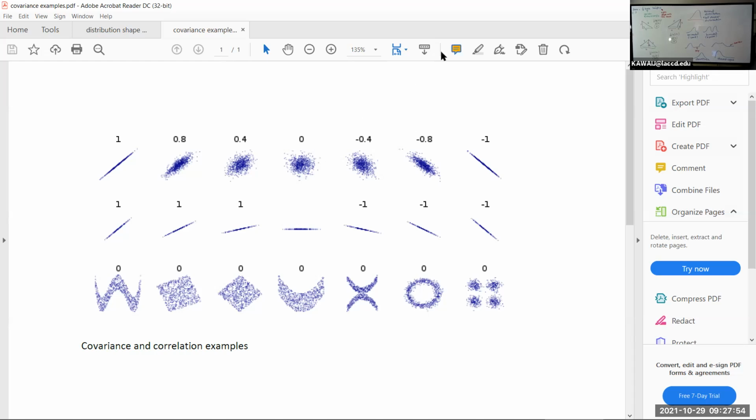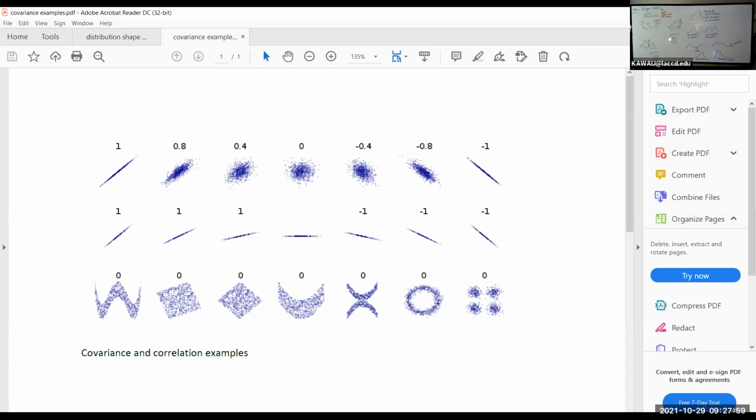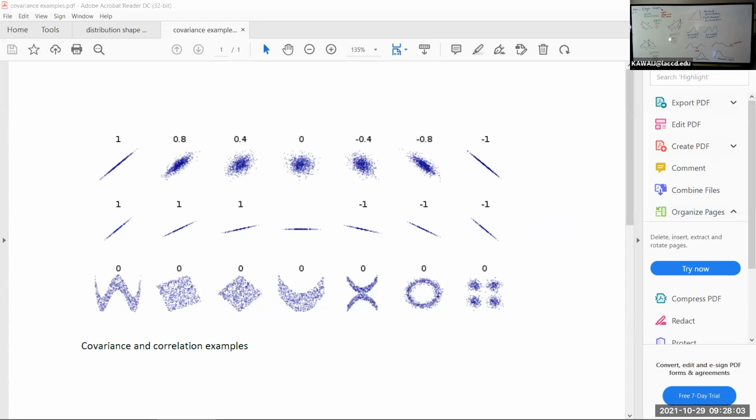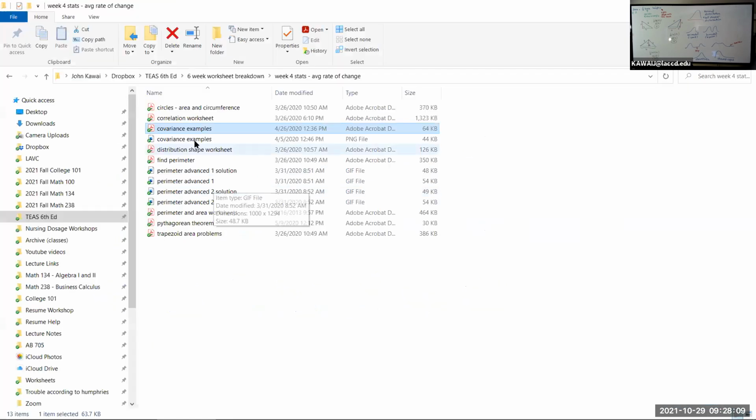Okay. Now let's do some harder correlation covariance questions. So let's go to, so I shared this with you. It's also on the haiku. So you can look right here on the correlation worksheets.